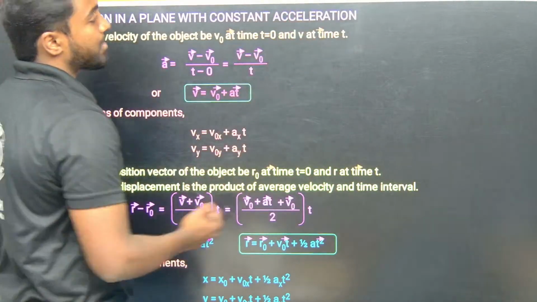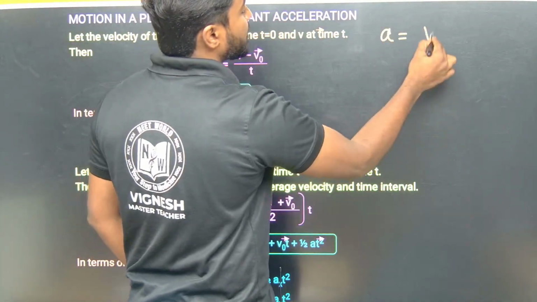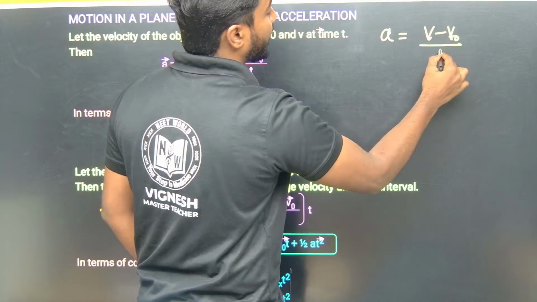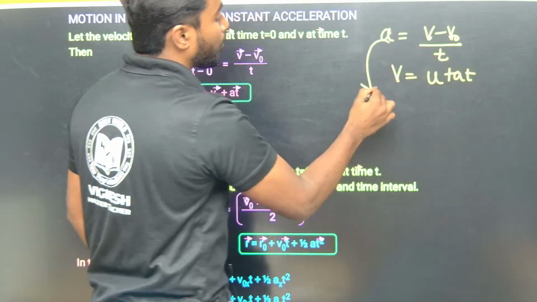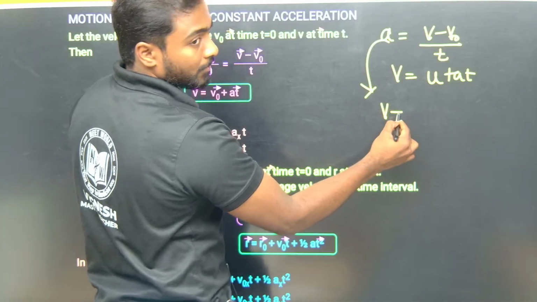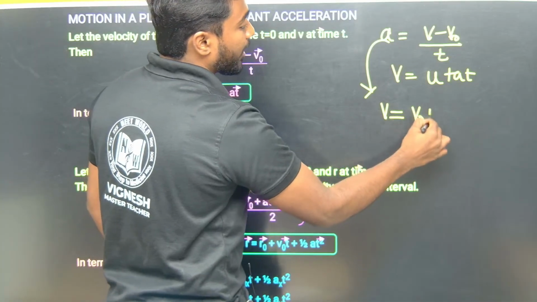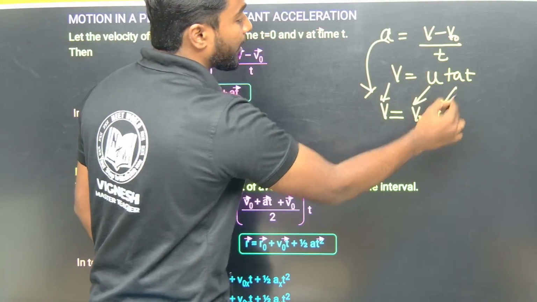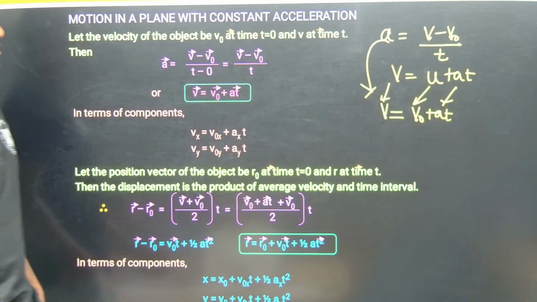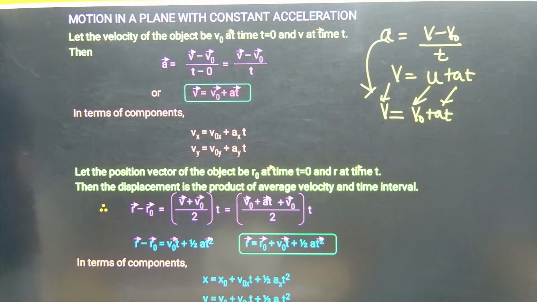So from that equation, acceleration will be equal to change in velocity, final velocity minus initial velocity, by time taken. So v is equal to u plus at, we have seen. So what we will get is v is equal to v naught plus at, where v0 is the initial velocity and v is the final velocity. The same equations we are going to use here also: v is equal to u plus at, v square minus u square equals 2as, and s is equal to ut plus half at square. But in terms of x axis and y axis we will use.